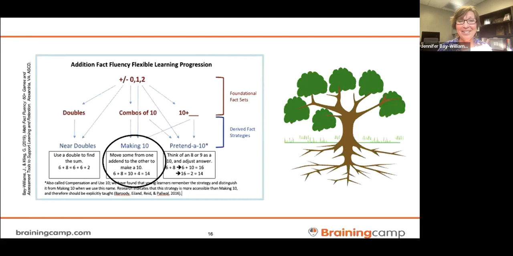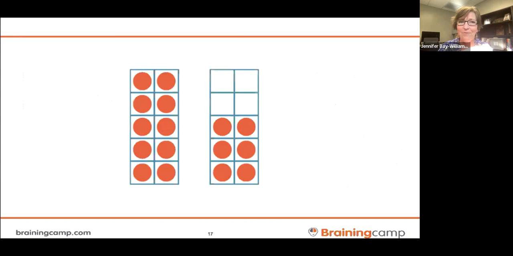All right. So make 10 begins with basic facts. And so what does it look like with visuals? Well, what I think is really useful for students is to give a known fact and then get to the strategy that you're working on. So one way to do that is pairing your quick looks.